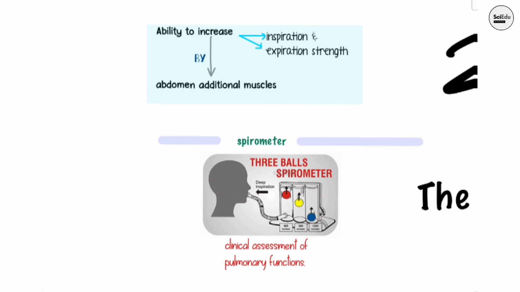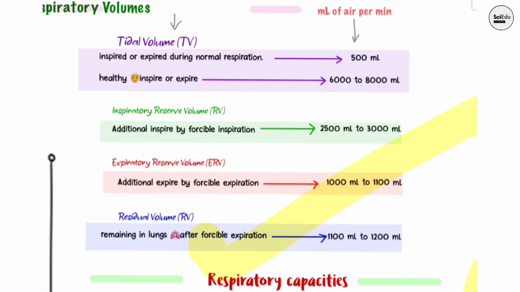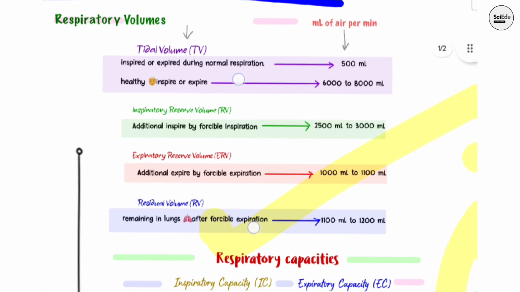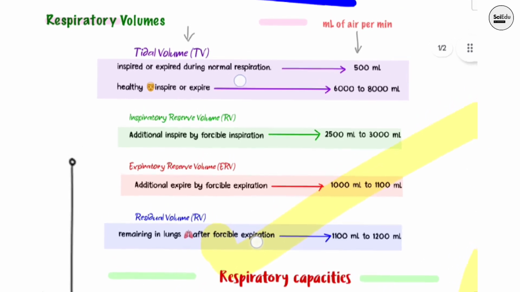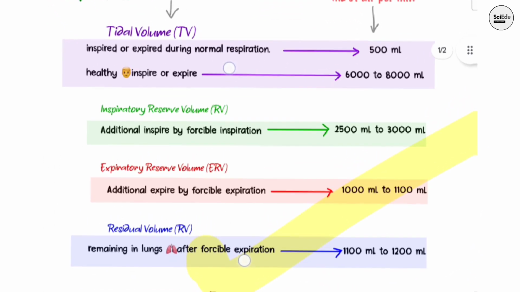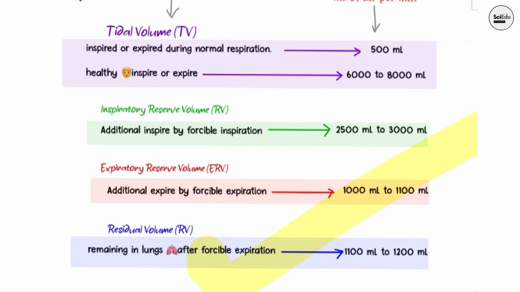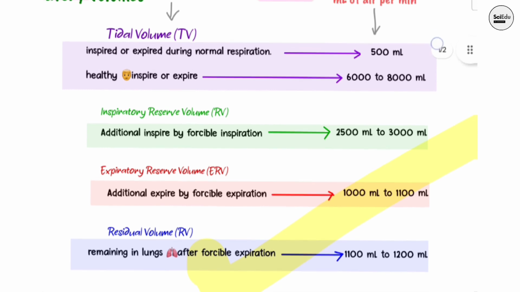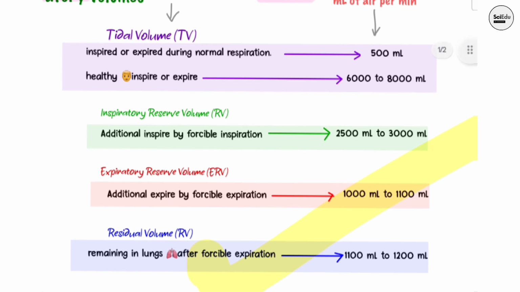14.2.1 Respiratory volumes and capacities. Tidal volume, TV: volume of air inspired or expired during a normal respiration. It is approx. 500 milliliters, i.e., a healthy man can inspire or expire approximately 6,000 to 8,000 milliliters of air per minute.